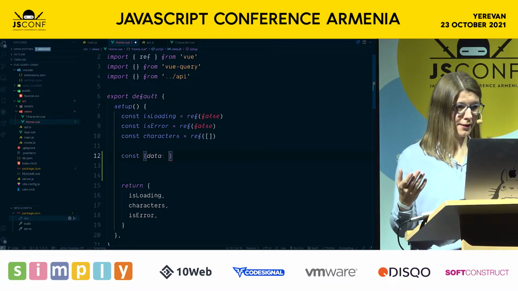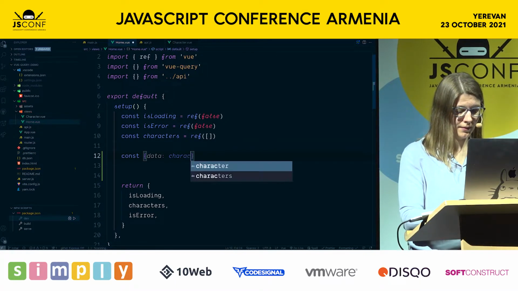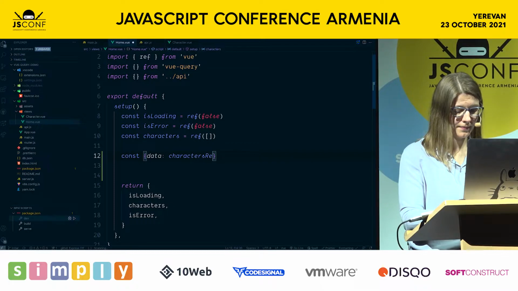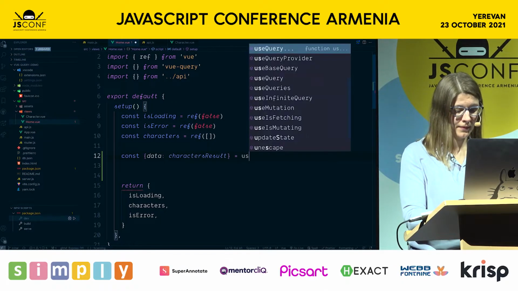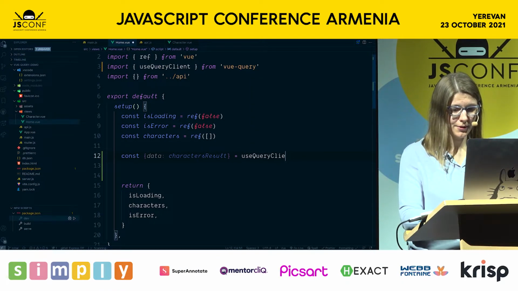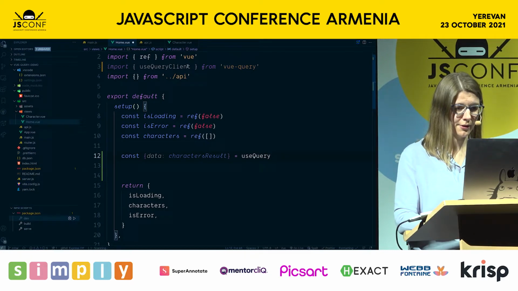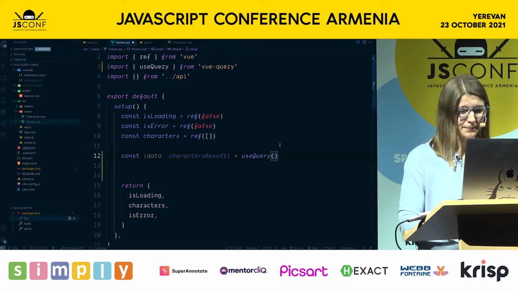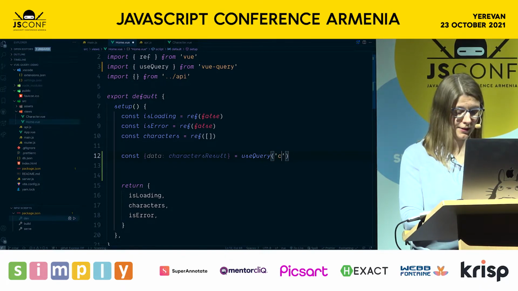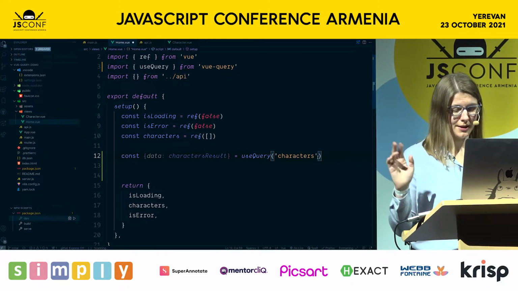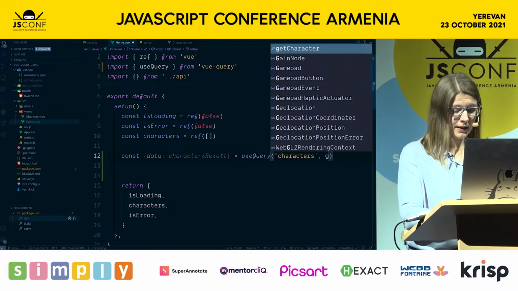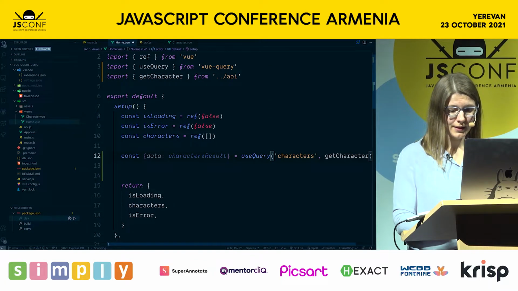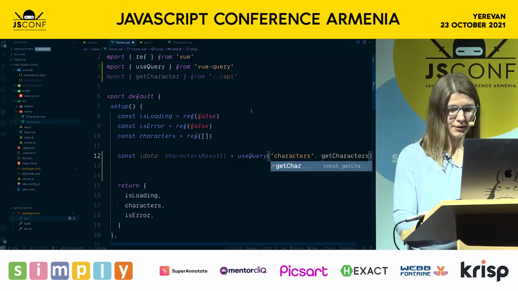We will have some data from the query, and I will give it an alias. We will be using the useQuery method, not useQueryClient, just useQuery. And this is the method from the Vue Query library. The first parameter here is the name of the query. We will need it later. For now, it's just a key. And the second parameter here is actually our method.